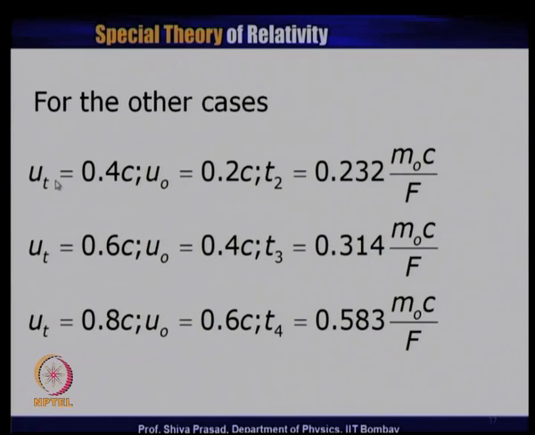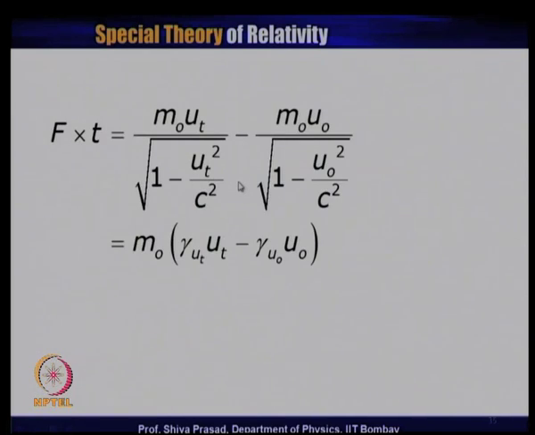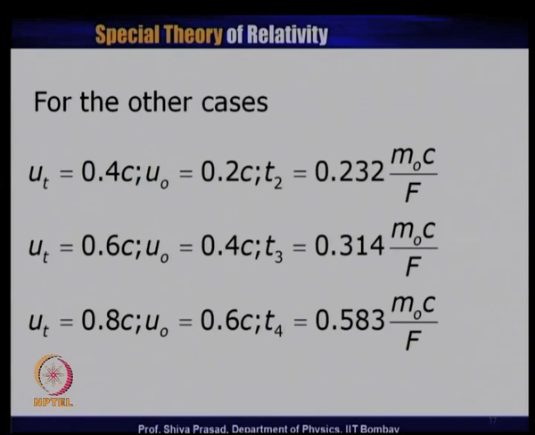Now, for the other case, let us take ut is equal to 0.4c and u naught is equal to 0.2c. I put exactly in the same expression. Of course, now I have to take this factor as well as this factor into consideration. We just substitute those numbers. It is a very simple, straightforward calculation. If I take that number, we get 0.232 m naught c by f.